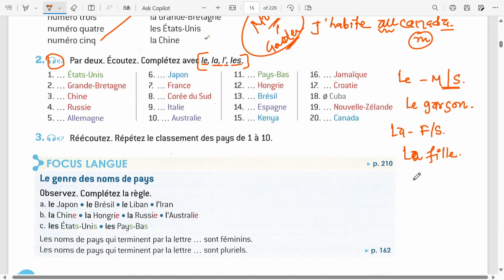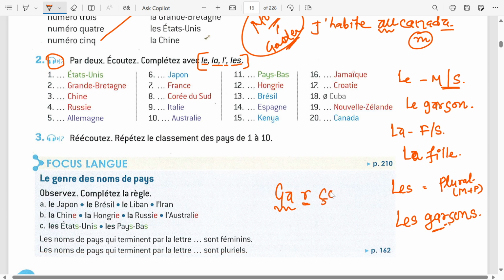Then if you write les, it's for plural, regardless of gender. It can be masculine or feminine, it does not matter. So les garçons. You can divide the sound by saying ga first, then r, and then son. Garçon, three syllables, trois syllabes.